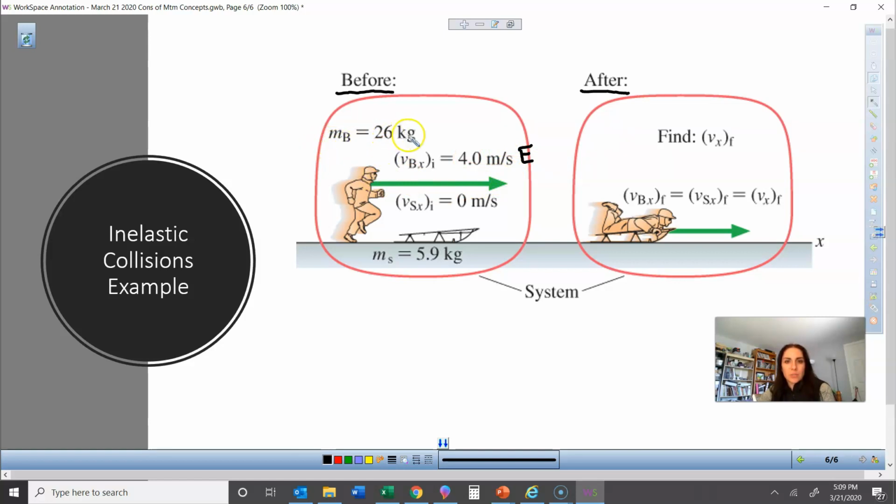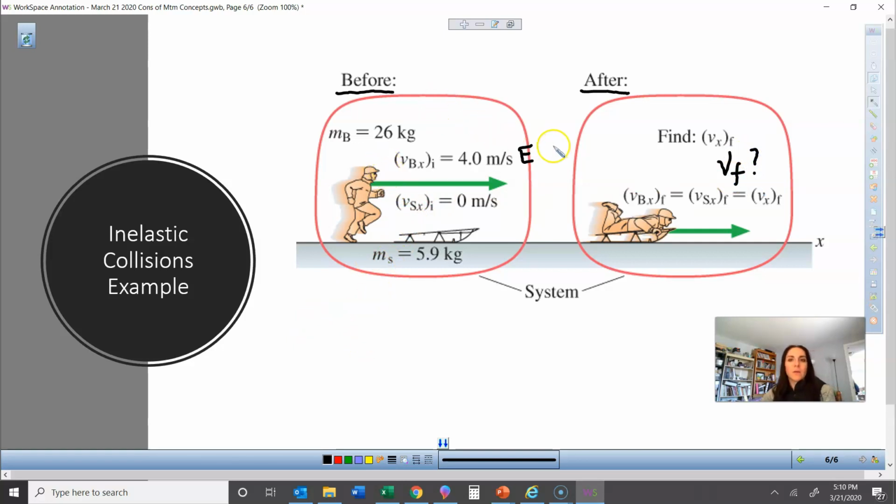This person has a mass of 26 kilograms. The sled has a mass of 5.9 kilograms, and the sled is at rest. There's a lot going on here. So velocity of the boy going in the x direction initial is what it means. You don't need that many indices. You can just call this 1 and 2. But that's what VSX means for sled, and VB means for the person. So before, you can see the person's running and the sled is at rest. And then after, the person jumps onto the sled. And then, of course, what we're trying to find is the final velocity. What is the velocity after this point right here?